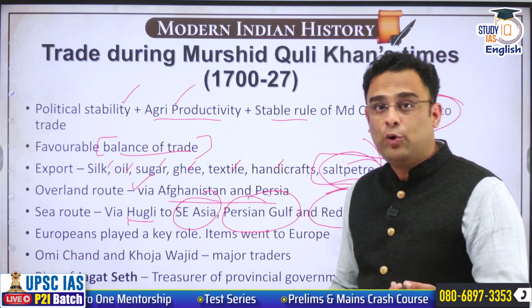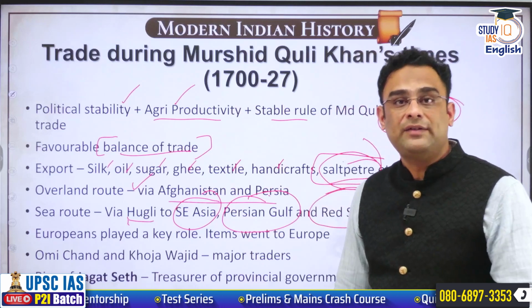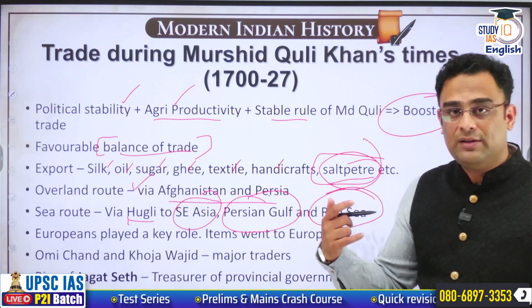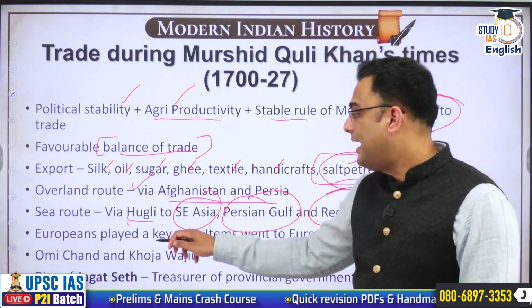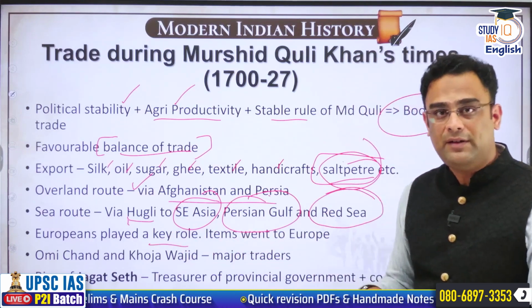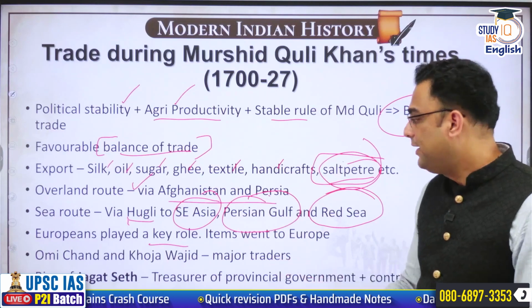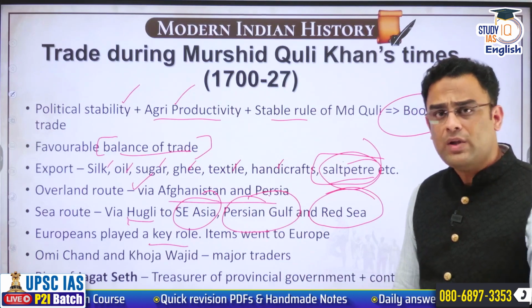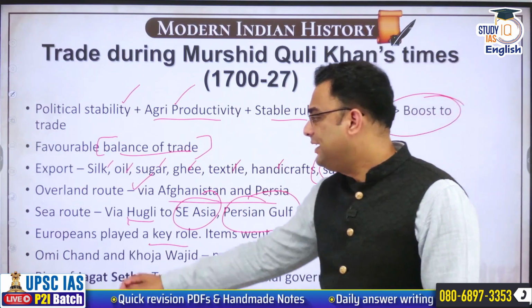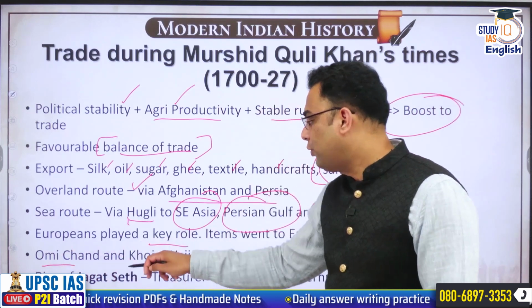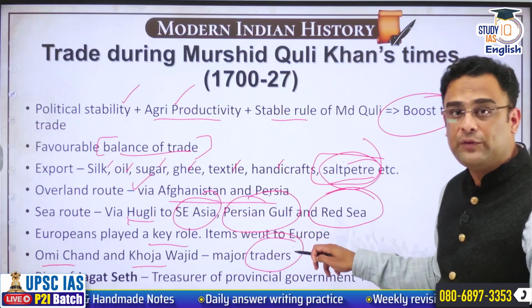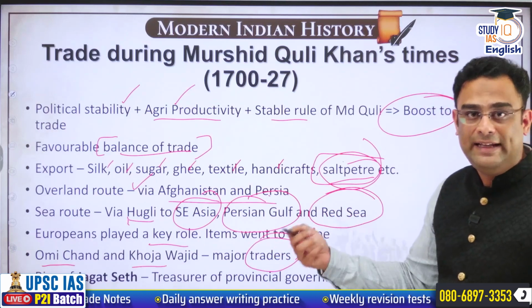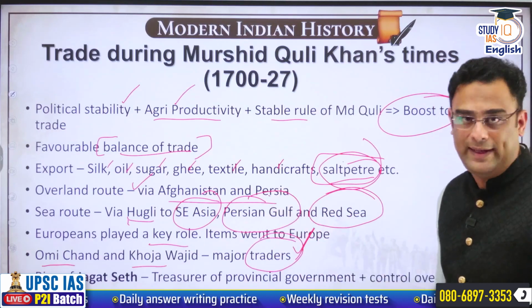This is why, guys, you will note that a lot of Europeans who came to India, the British, the Dutch, the Danes, the Portuguese, all wanted to have a role in Bengal's trade. Europeans played a very crucial role over there. Along with Europeans, there were Indians also, such as Omichand and Khoja Wajid, who were major traders. So Bengal was famous for these types of Indian and European traders as well.